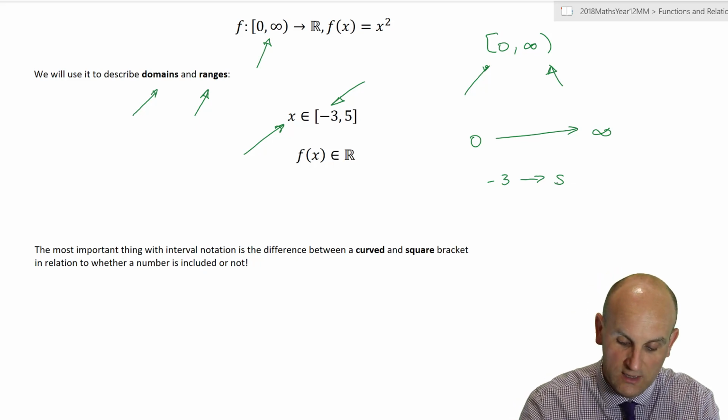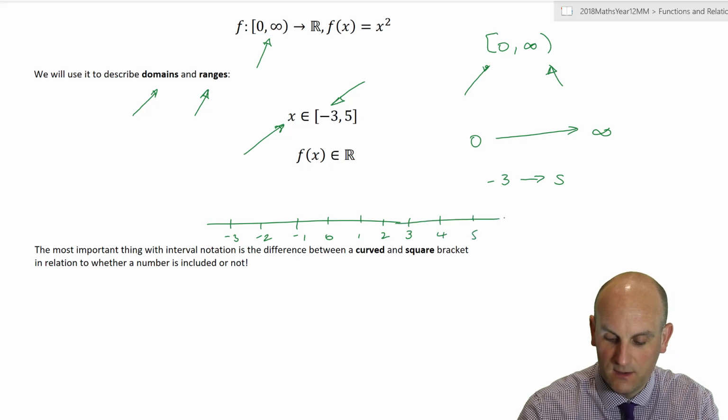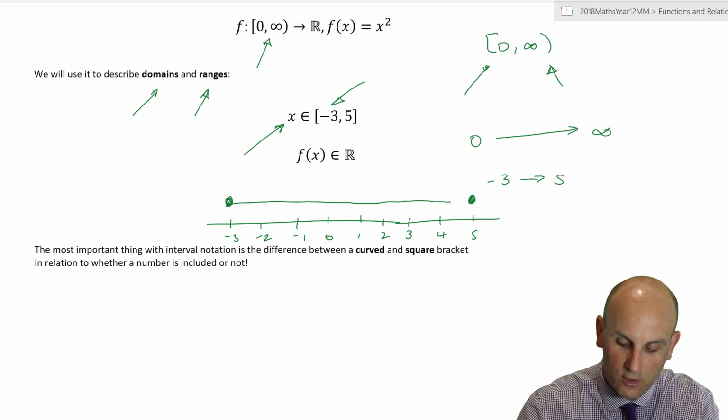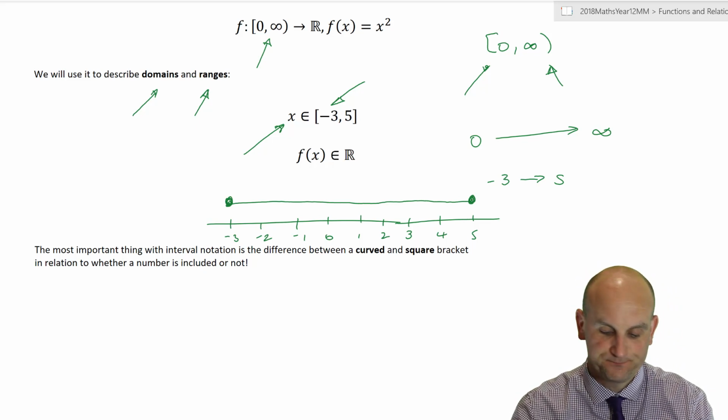Now I could actually draw that particular instance on a number line. So I could go -3, -2, -1, 0, 1, 2, 3, 4, and 5. Let's make my number line a little bit bigger. So we're including -3, so we'll do a circle with a dot. We're including 5, we'll do a circle and a dot. And then I would join a horizontal line between those two. And that's a number line representation.